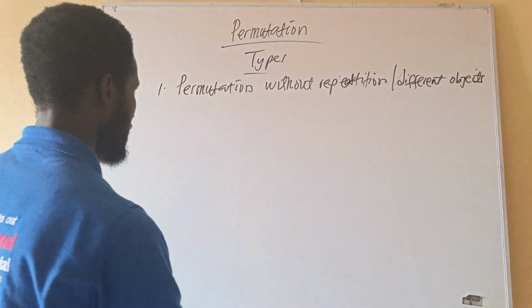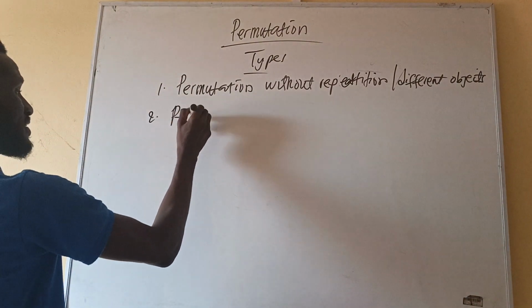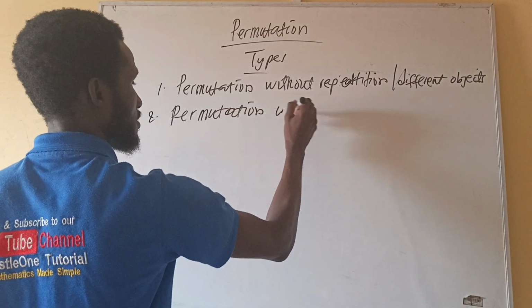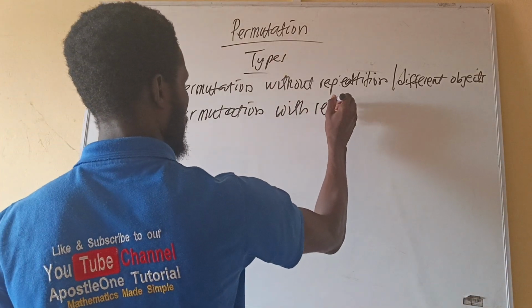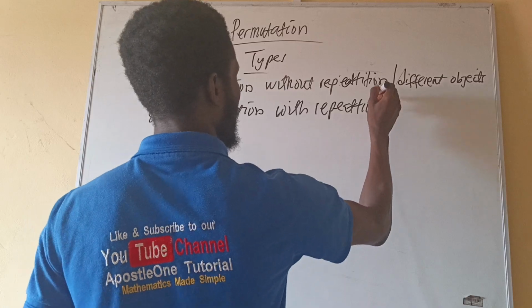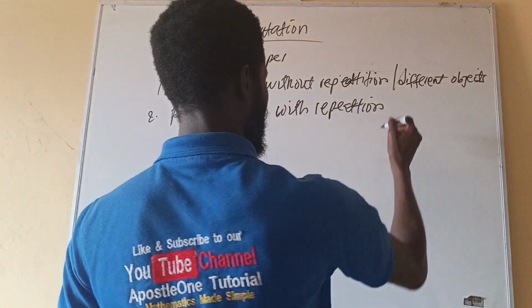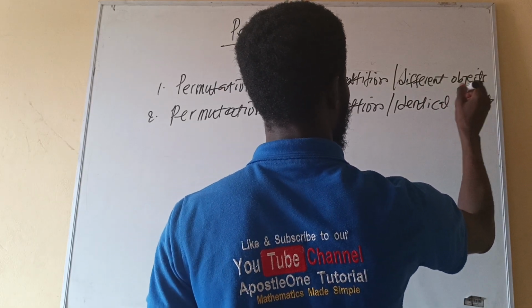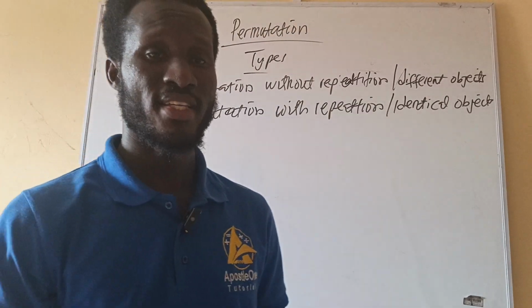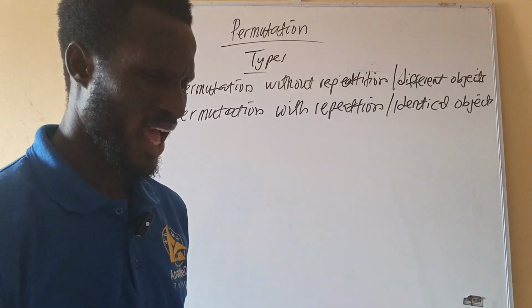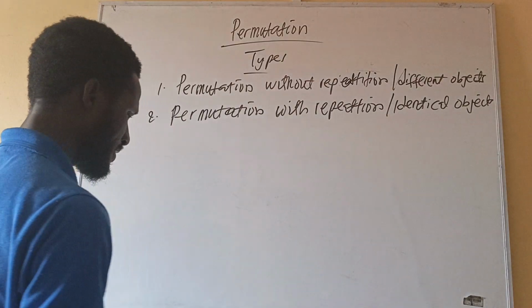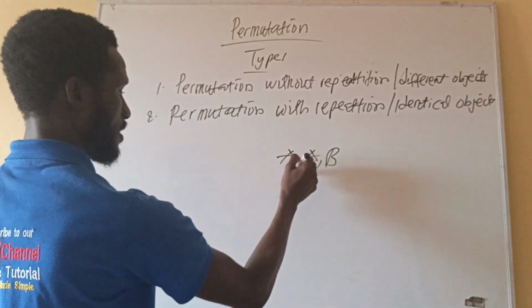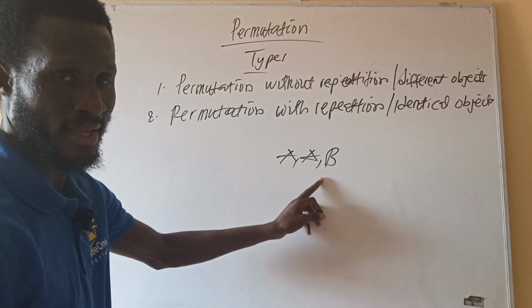Now the second one I will talk about is permutation with repetition. When I say with repetition, I'm talking about identical objects. When I say permutation with repetition, I'm talking about identical objects. Example, if I have a word like A, A, B. Now can you see that in these three letters, A and A is repeating itself?